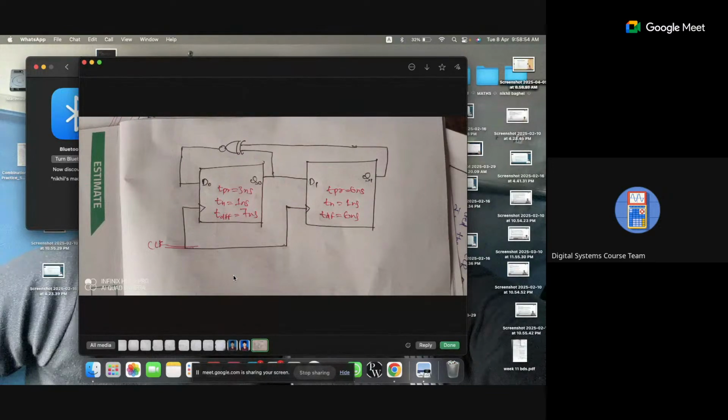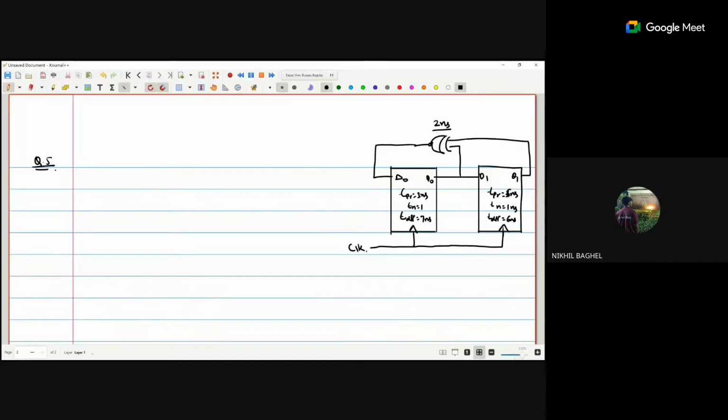What are TPR, TH, and TDFF? This is different from the generalized. Your voice is not clear. What is the TPR? TPR is the preset time, TH is the hold time, and TDFF is the flip-flop delay.